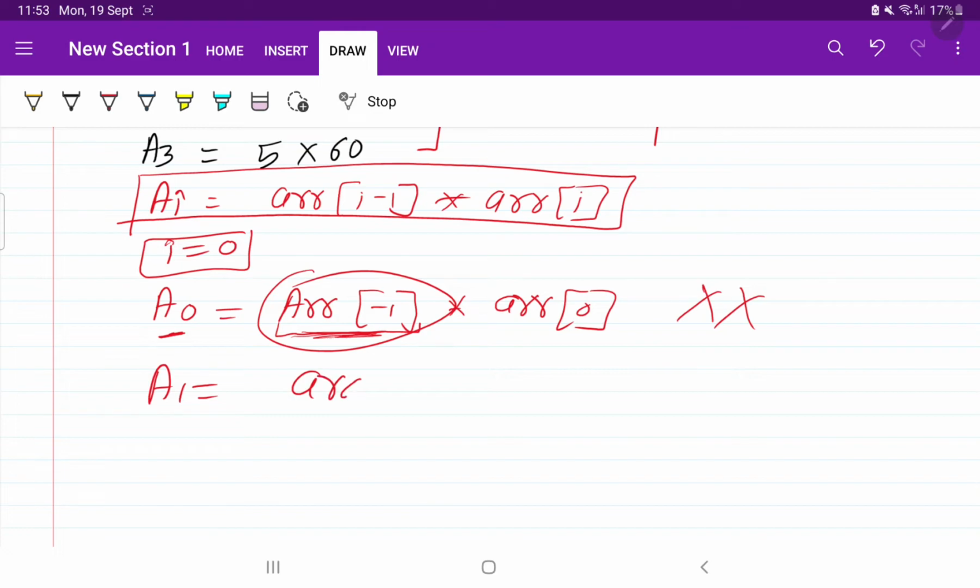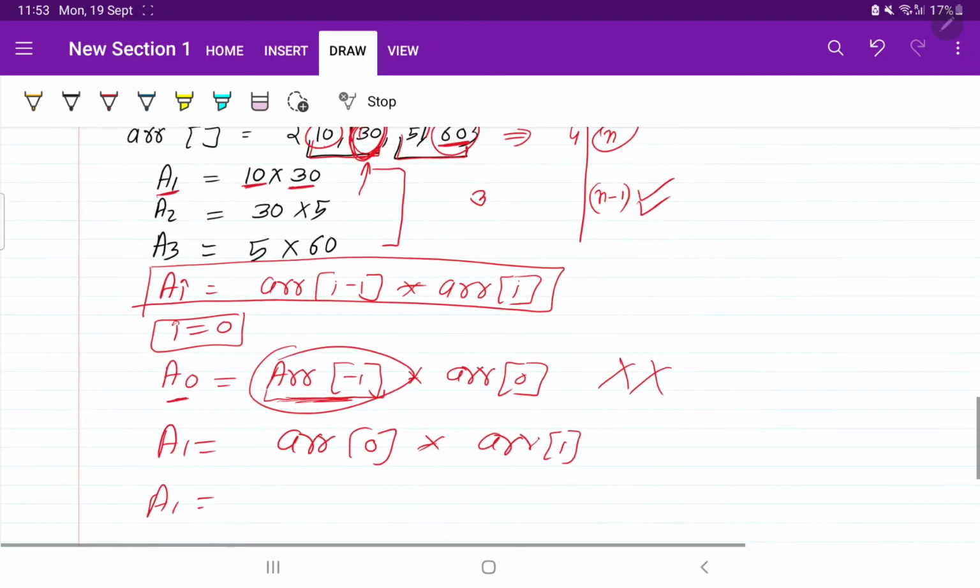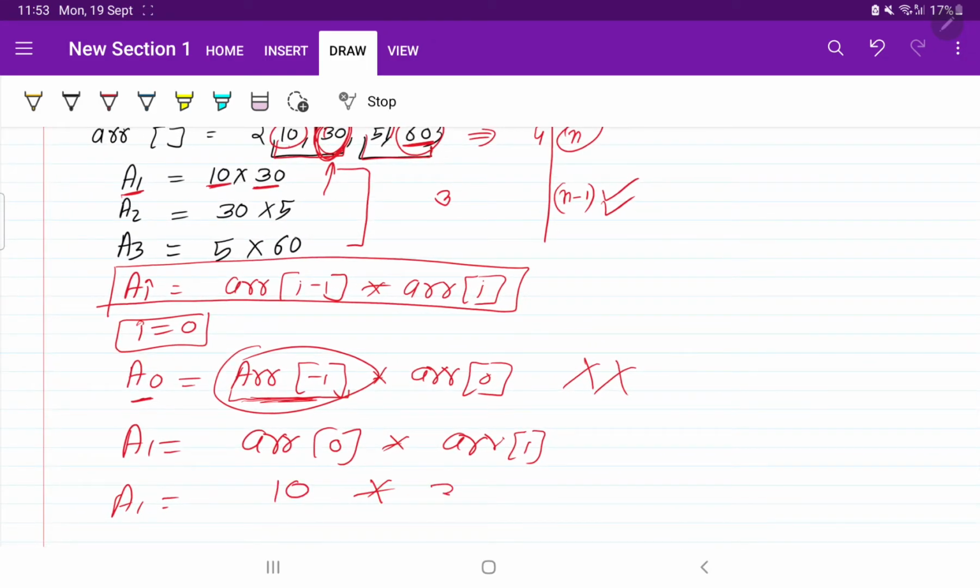So you will get array of 0 into array of 1. So a1 is going to be array of 0 into array of 1. What was the array of 0? 10 into 30. And yes, this is right, because we have started from the first element only. It means the starting point is going to be this first element, first index.